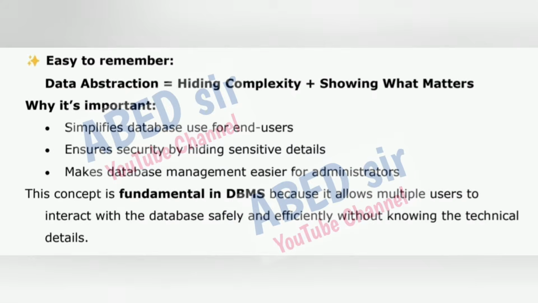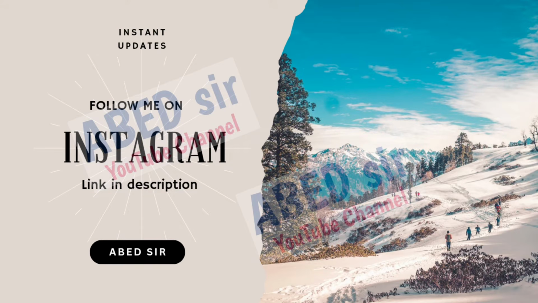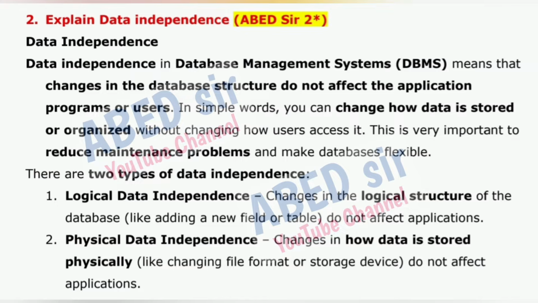these complexities. Easy to remember: data abstraction is equal to hiding complexity plus showing what matters. Why is it important? Simplifies database use for end users. Ensures security by hiding sensitive details. Makes database management easier for administrators. This concept is fundamental in DBMS because it allows multiple users to interact with the database safely and efficiently without knowing the technical details.